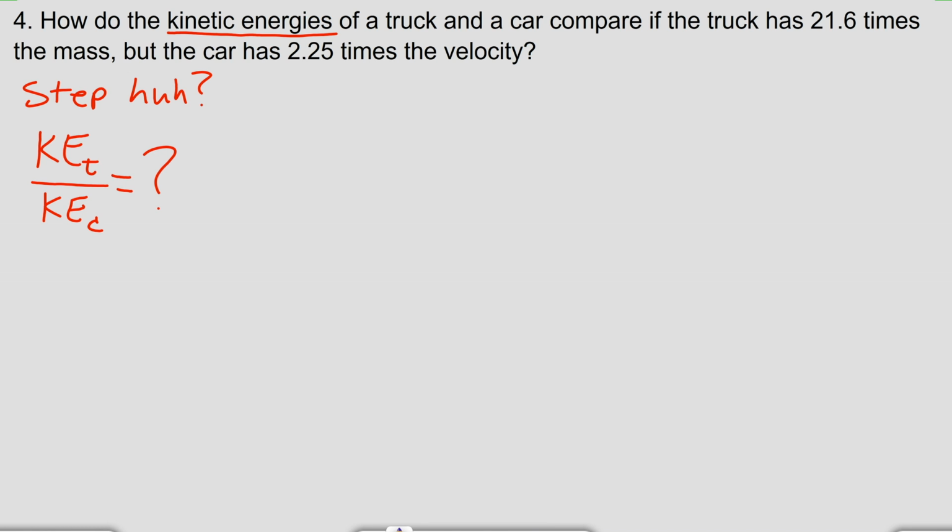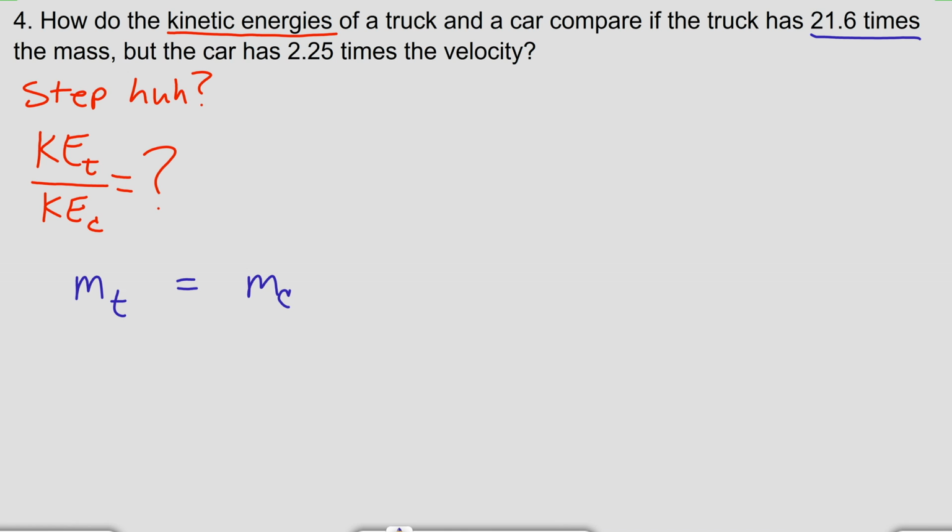So here's how you do these things. First, I would recommend somewhere over to the left, make a list of the things that you know. So we know something about these masses, and we know something about these velocities. So let's see. Mass of truck, something, mass of car. All right, so we know that the truck has 21.6 times the mass of the car. So that means the number is 21.6.